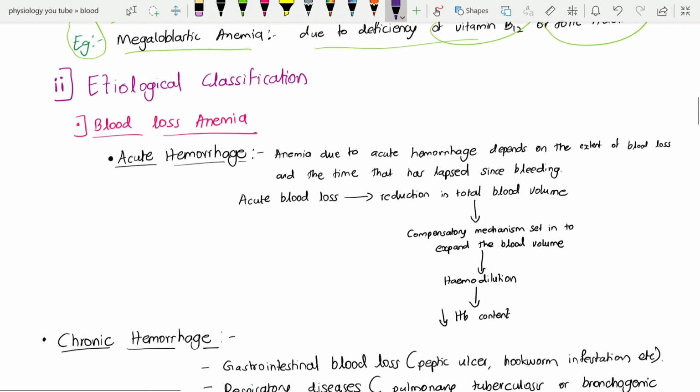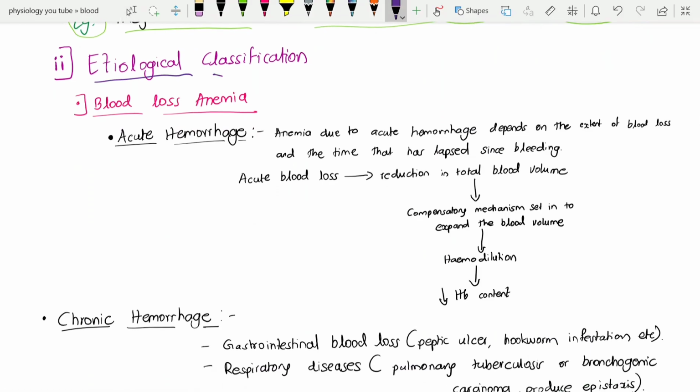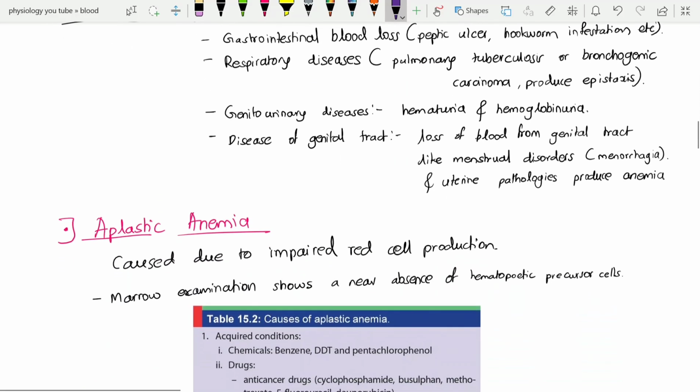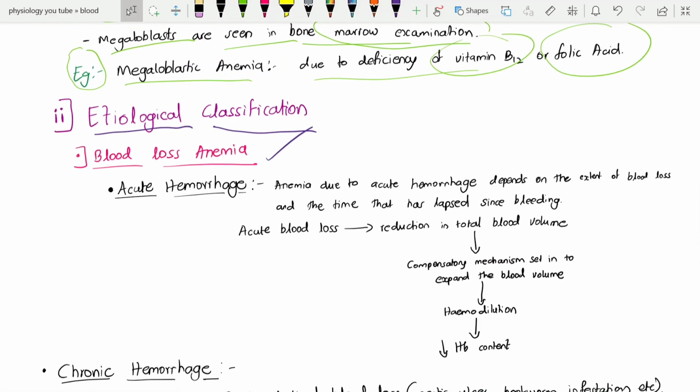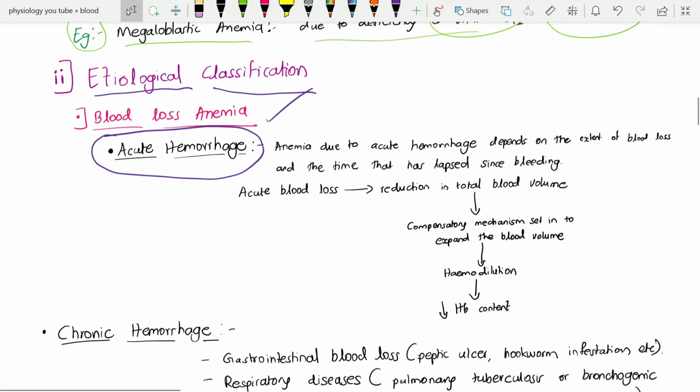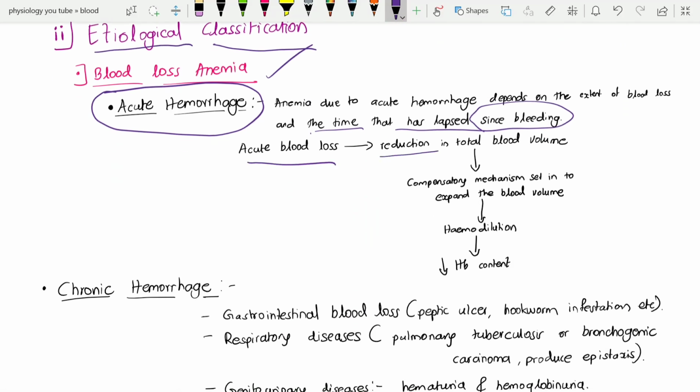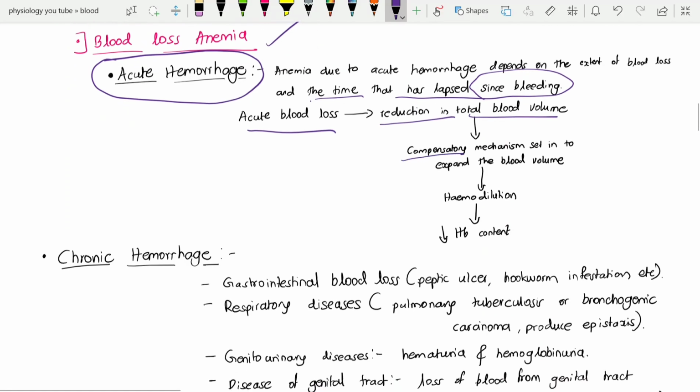Morphological classification is completed. Now we will study the etiological classification. There are mainly three types: blood loss anemia, aplastic anemia and hemolytic anemia. Blood loss anemia may be due to acute hemorrhage. Anemia due to acute hemorrhage depends on the extent of blood loss and the time that has lapsed since the bleeding. In acute blood loss, there is reduced total blood volume. Compensatory mechanisms set in to expand the blood volume, so due to hemodilution there is reduced Hb content.